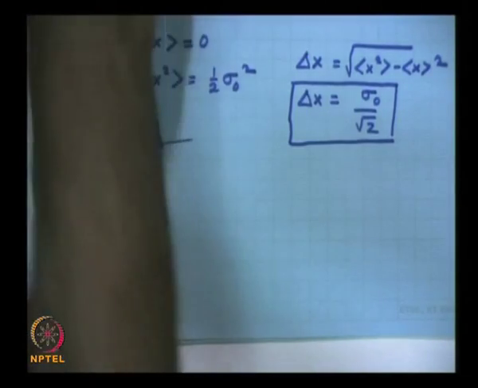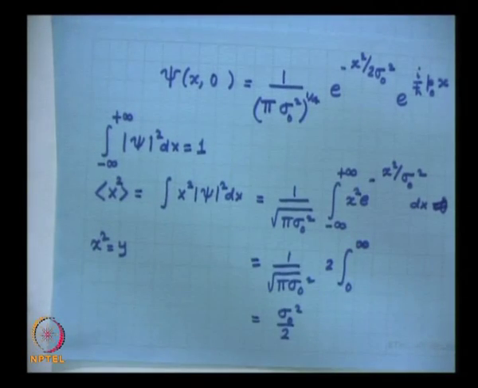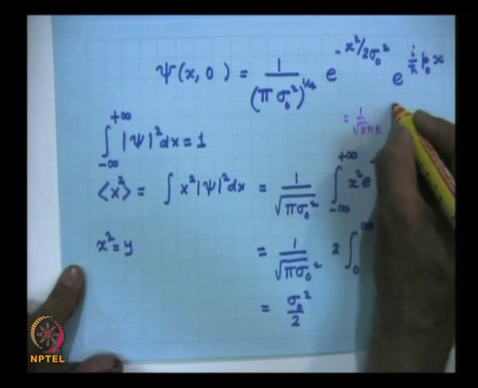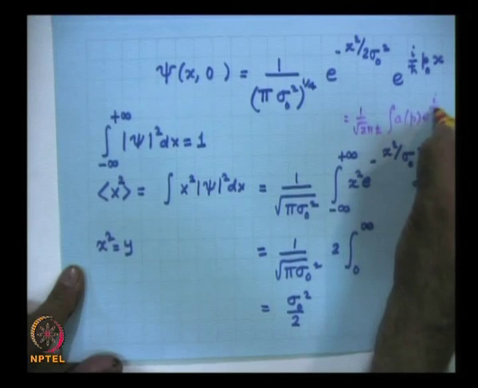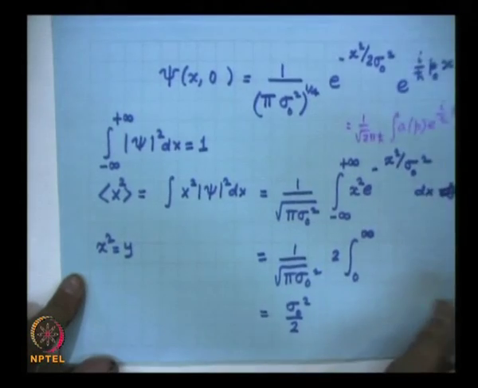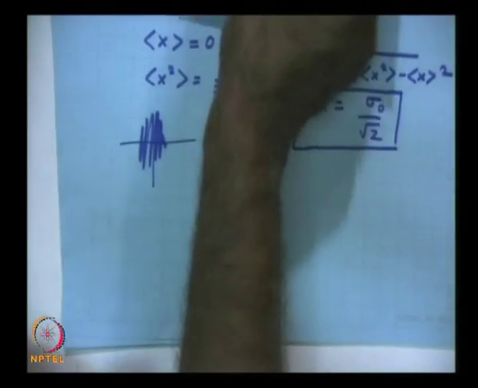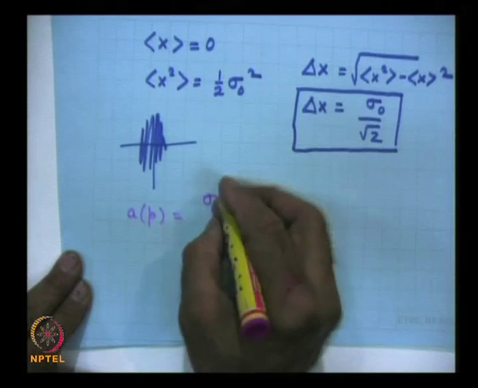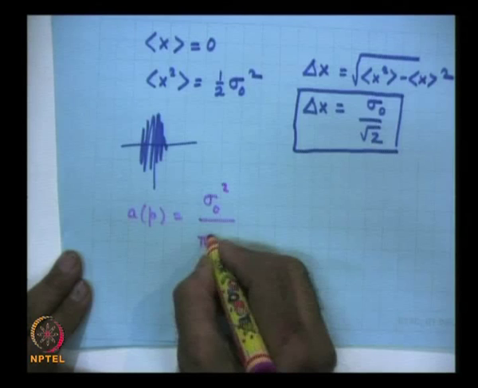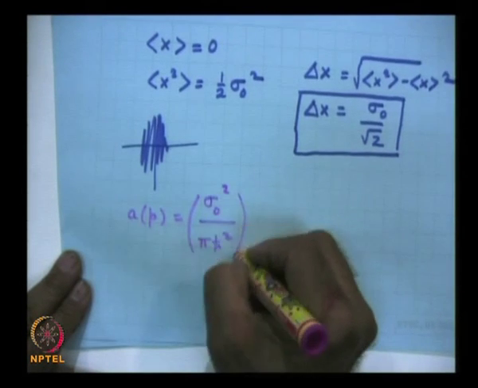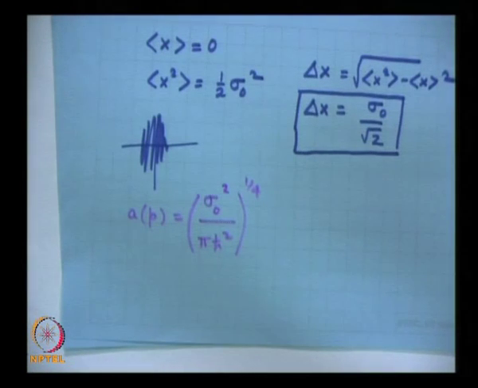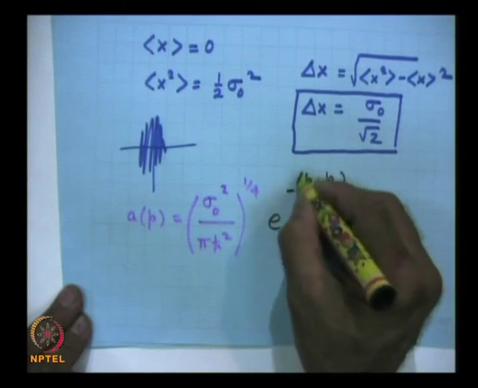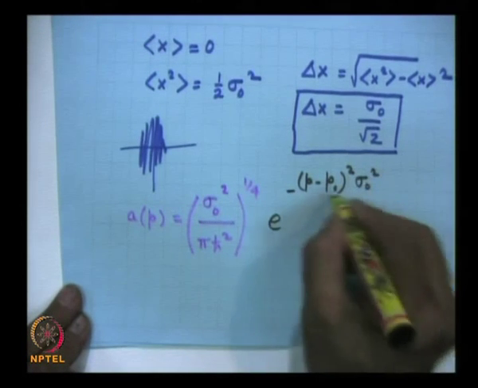Now, for the wave function that I had written down, I can write it as psi equal to 1 over 2 pi h cross integral a p e to the power of i by h cross p x dp, and then take the inverse Fourier transform of the function, and you will finally get a p equal to, I leave that as an exercise, sigma 0 square divided by pi h cross square raised to the power of 1 by 4, e to the power of minus p minus p 0 whole square sigma 0 square by h cross square.